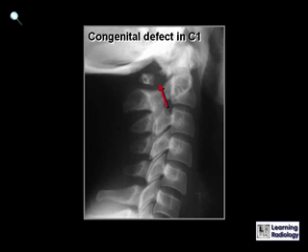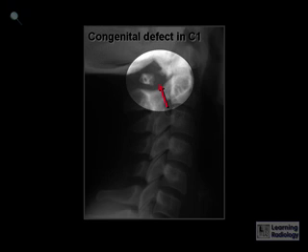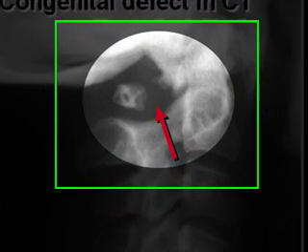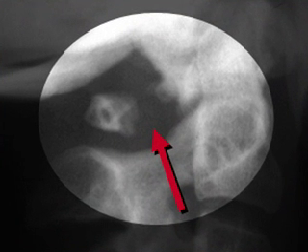This, on the other hand, is a congenital defect in the neural arch of C1. You can see that the lucency is surrounded on either side by a sclerotic and somewhat smooth edge.